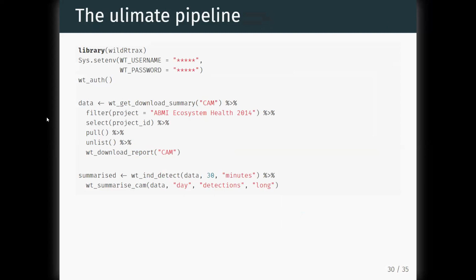And so for me, this is the ultimate pipeline. This is 10 lines of code, right? It's a quick authenticate in, pull the data that I'm interested in, download it, and then summarize it for me. I want detections in 30 minutes, and I want it done by day, and I want it in a long format. And then now you can get straight into the science. And I think that's a key piece here, that a lot of us on this call, especially, are creative people. We want to test questions. We've designed our camera experiments, and we want to get into answering those questions.